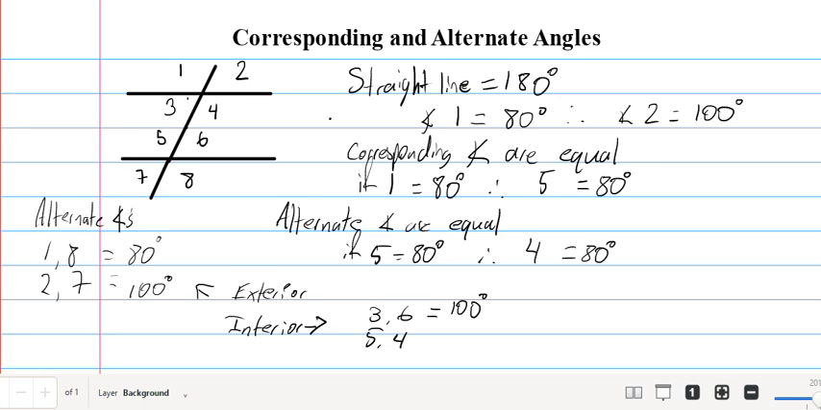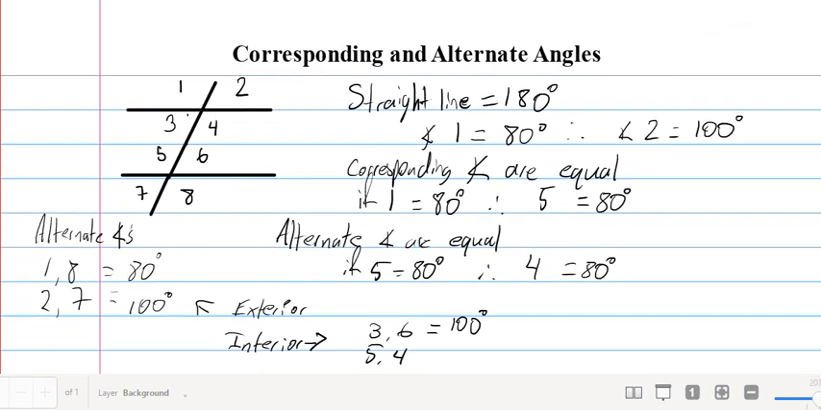And opposite angles also are the same. So like 2 and 3, they're going to be the same amount of degrees. 1 and 4, same amount of degrees. 6 and 7, same. They're going to have the same amount of degrees.